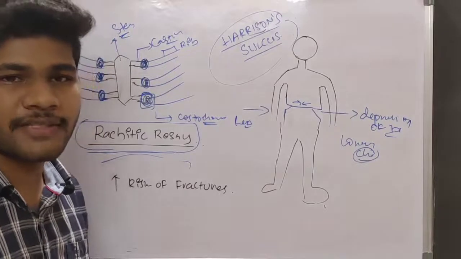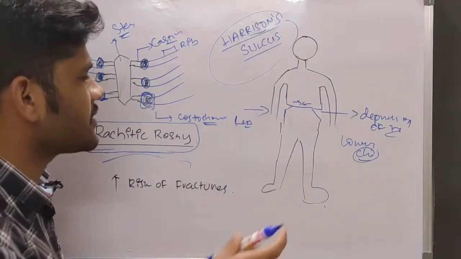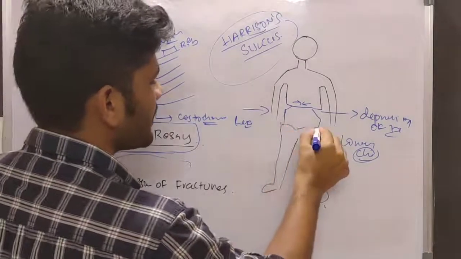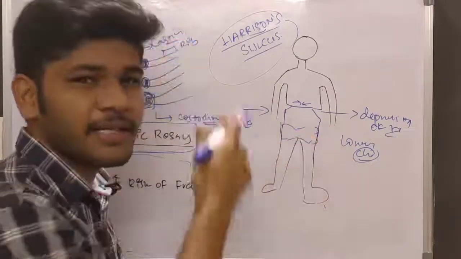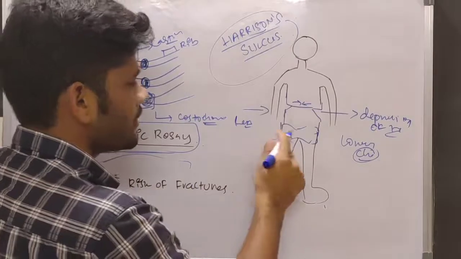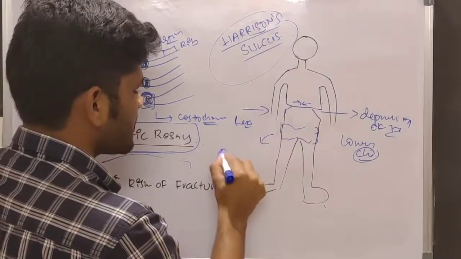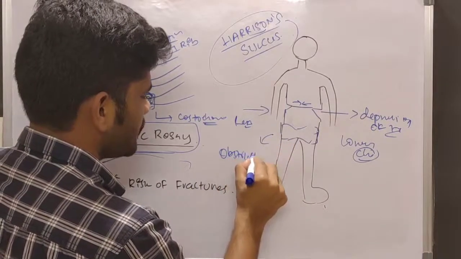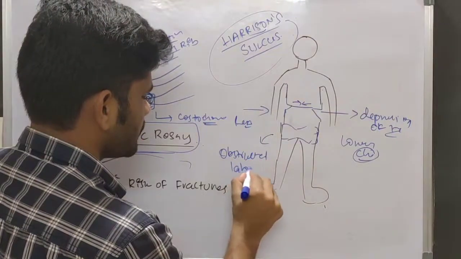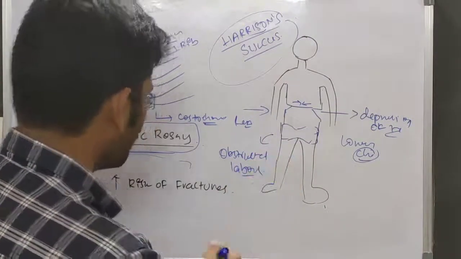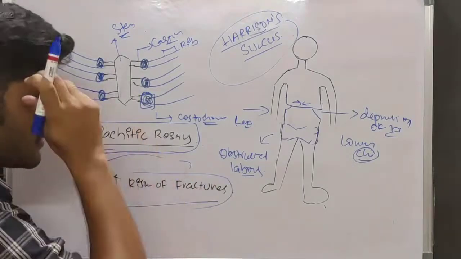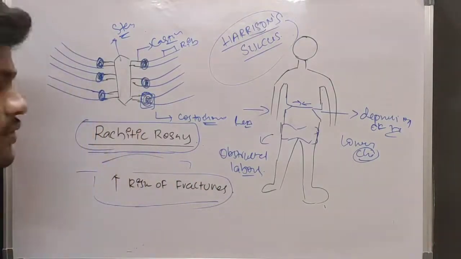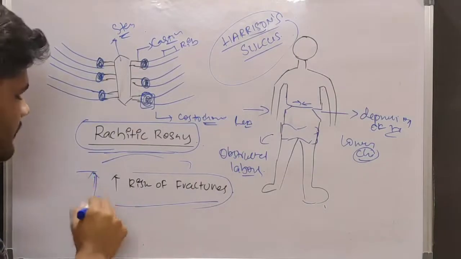Along with these features, the person will also have pelvic abnormalities, which are not problematic in males, but in females, these pelvic abnormalities can cause obstructed labor during delivery. And apart from these, the person will have an increased risk of fractures due to the soft bones. There is no mineralization, the bones are soft, so there is an increased risk of fractures.